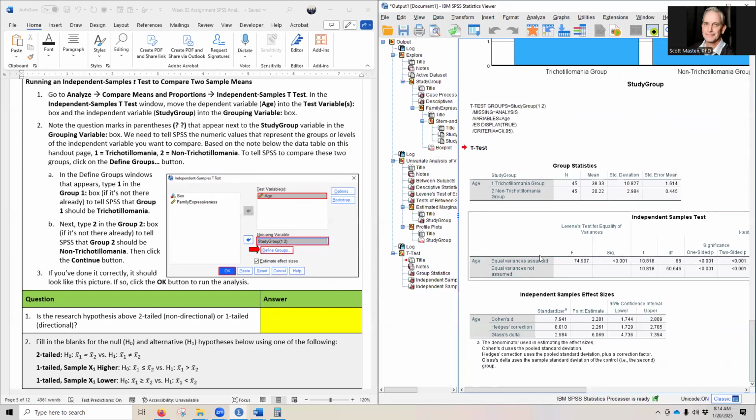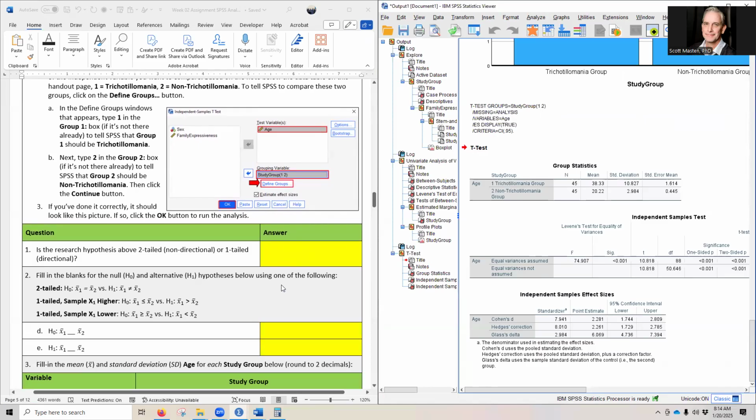So this is a t-test comparing the average age of folks with and without trichotillomania. Scooting over here, you can see those with trich on average were like 38. Those without, on average, these are, I guess, undergrads, were about 20. Wow. So they were almost twice as old, is another way to think about that.